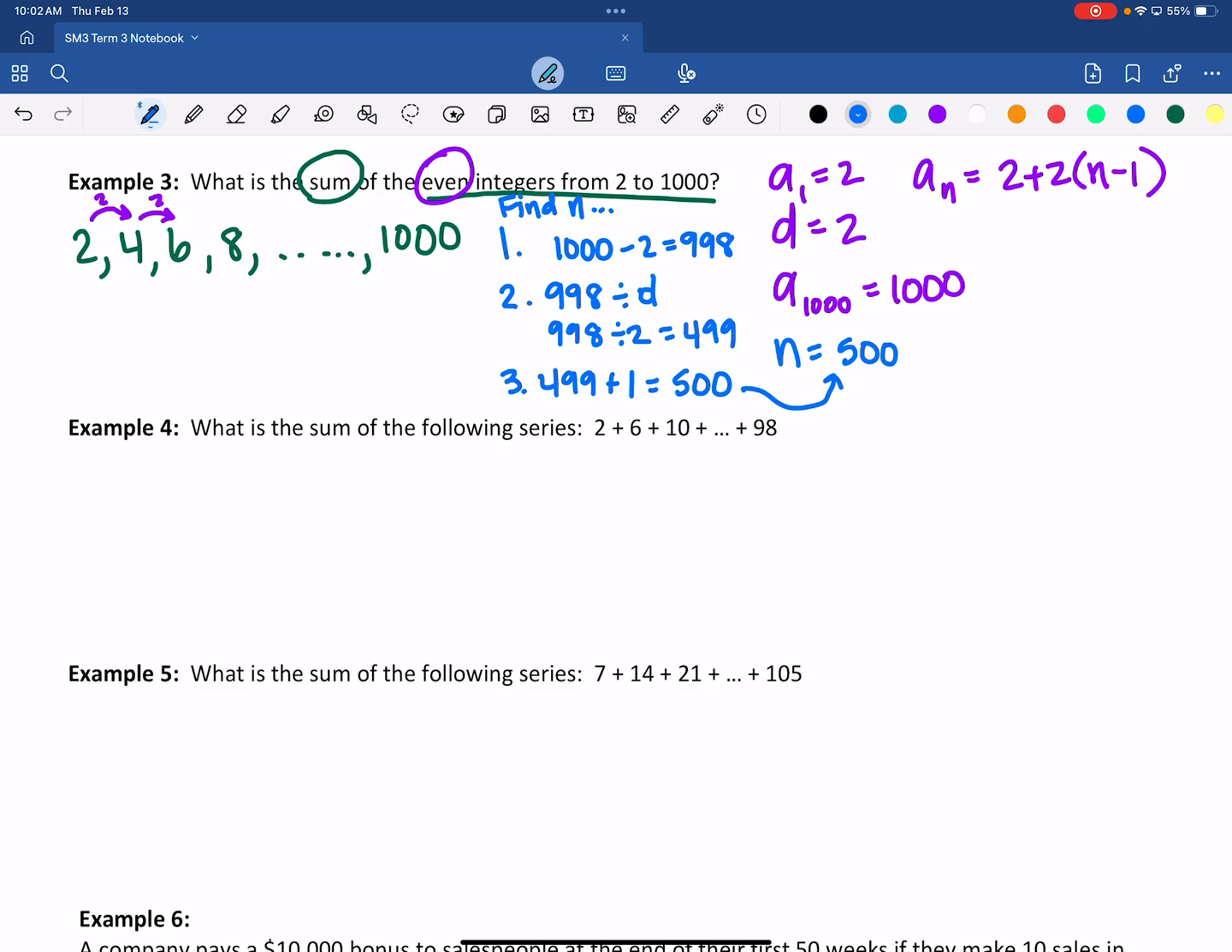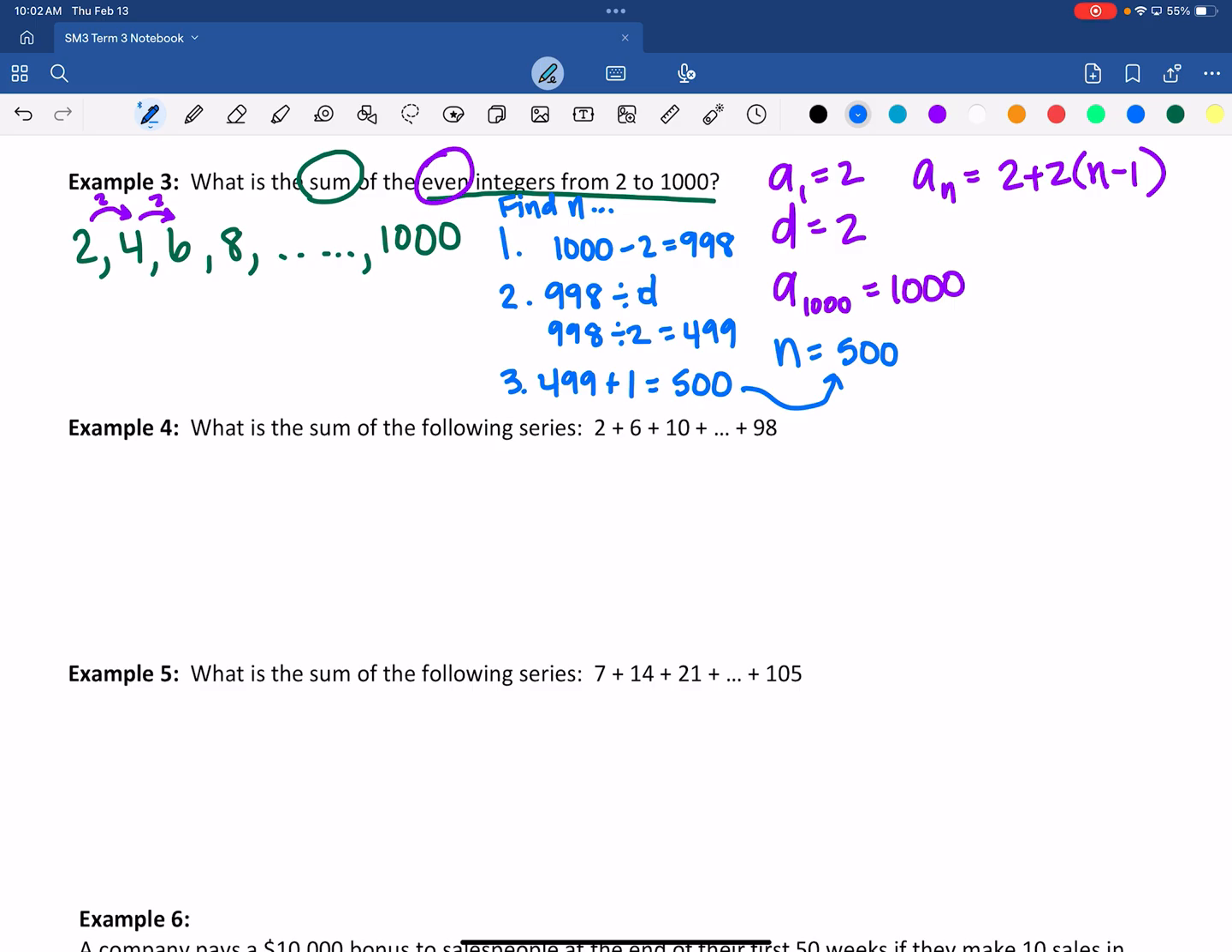So this is kind of easy to see because it's obviously 1,000 divided by 2, but what if it's not as easy to see? What if it's like every 7th number and you'd maybe feel a little confused? You don't know exactly how many numbers are in the list. You can use this method every time to find how many numbers are in the list.